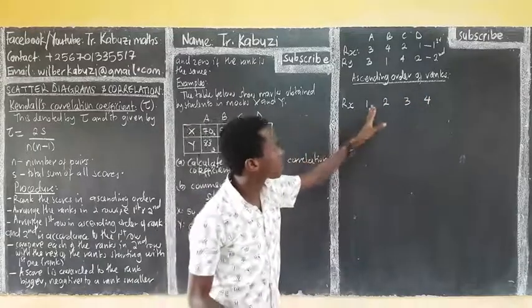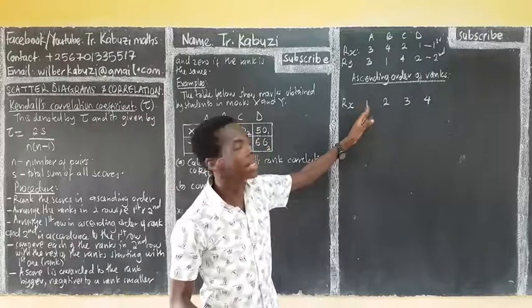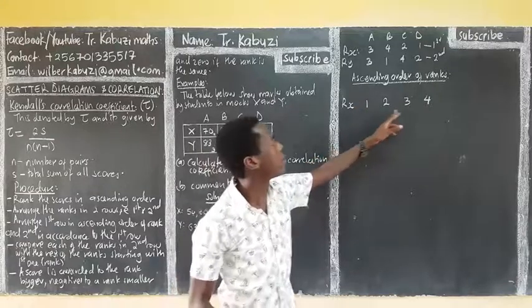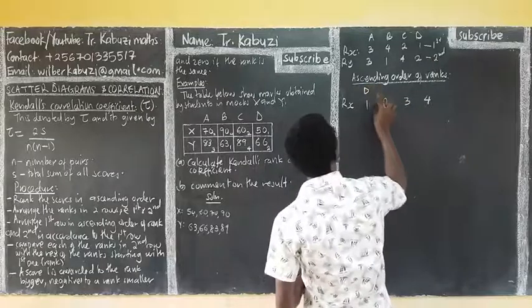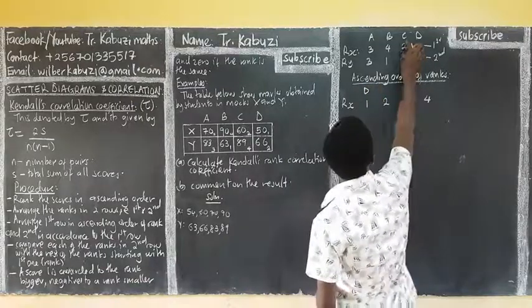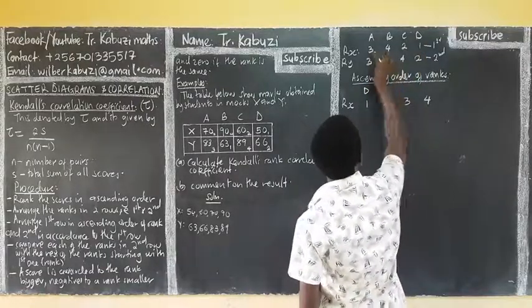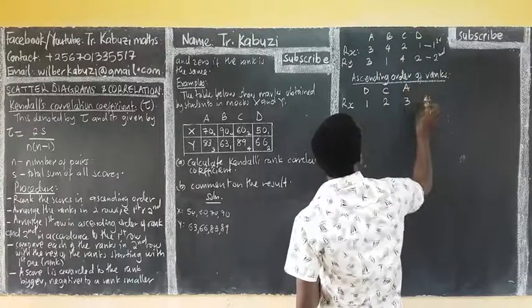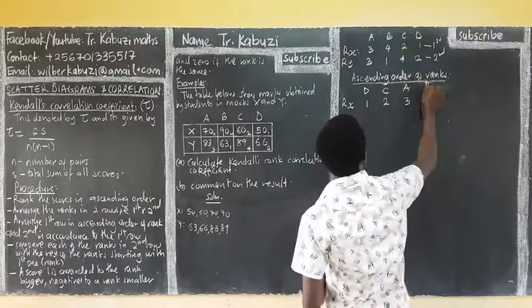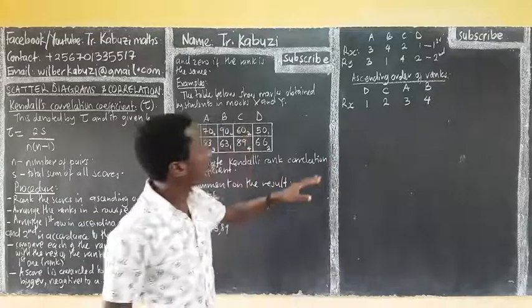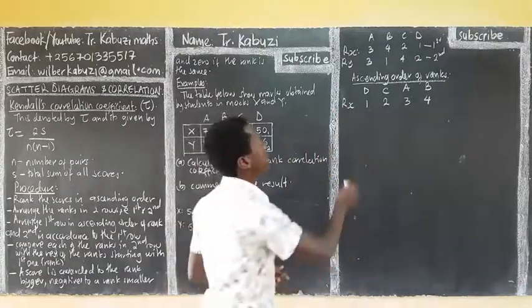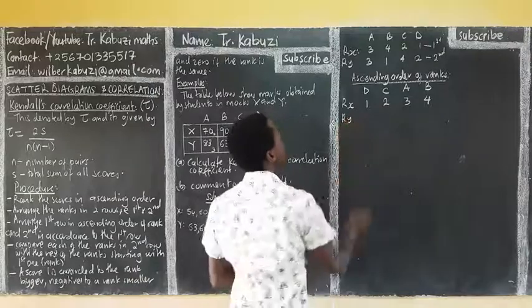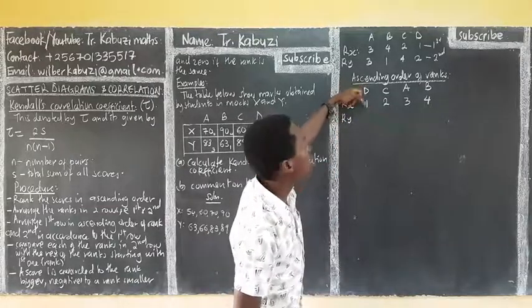Now this one is in order of ranks from small to big. 1 was for a D, 2 was for a C, then 3 was for an A, then 4 was for a B. Now, after doing this, we also put the rank for Y, but we go with this order.